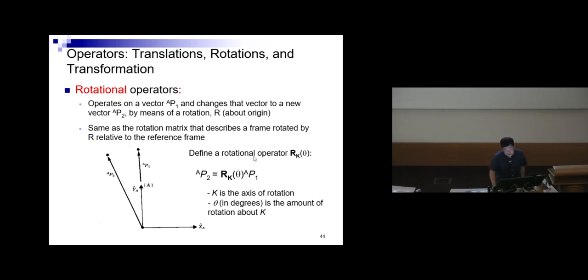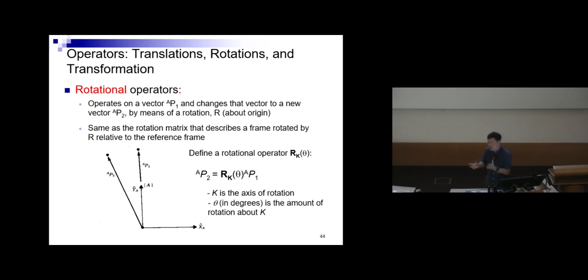So we define a rotation operator R_K theta. You see that we write this R_K as a bow. So AP2 is equal to R_K theta AP1. So you do a rotation. K is the axis of the rotation. You always use K to indicate the axis of the rotation: X axis, Y axis, Z axis, and so on. Theta is the degree, the amount of rotation about K.